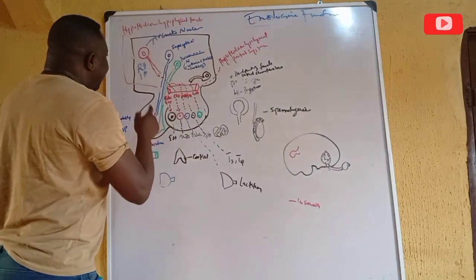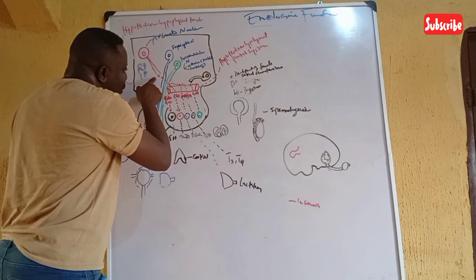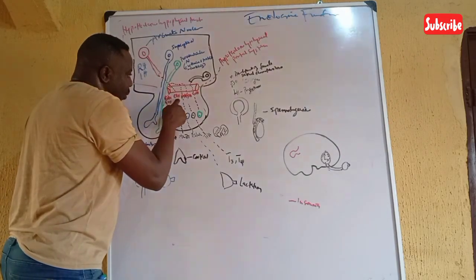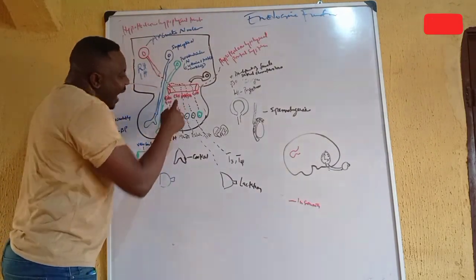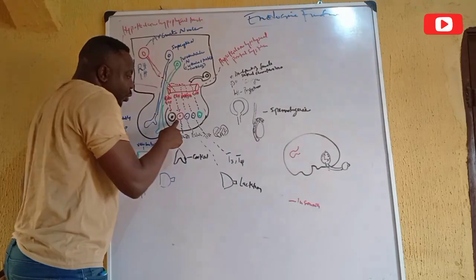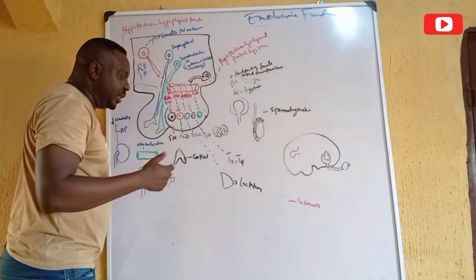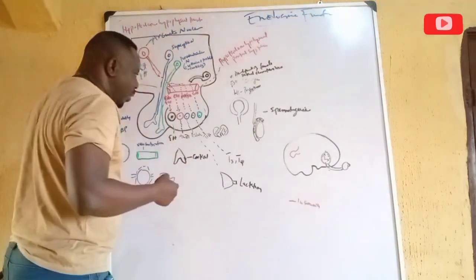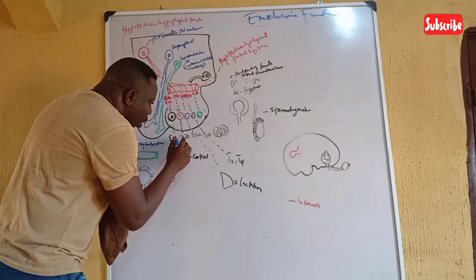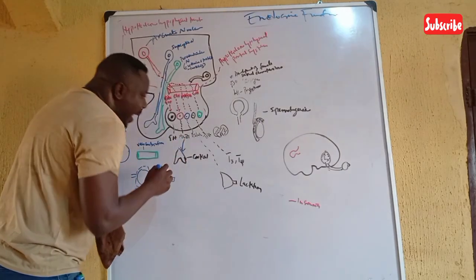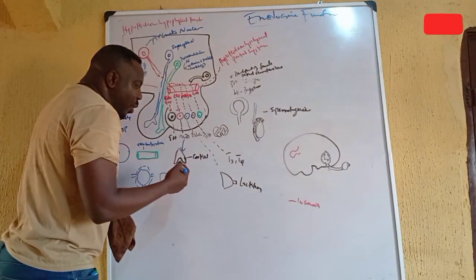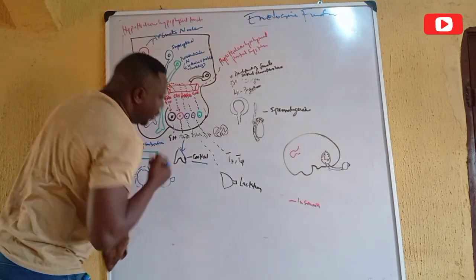Now, another hormone that is produced by the arcuate nucleus is the corticotropin releasing hormone. The corticotropin releasing hormone actually stimulates the corticotrophs to produce ACTH. ACTH is known as adrenocorticotropic hormone. Now, ACTH goes down to the adrenal cortex and brings about the production of cortisol.